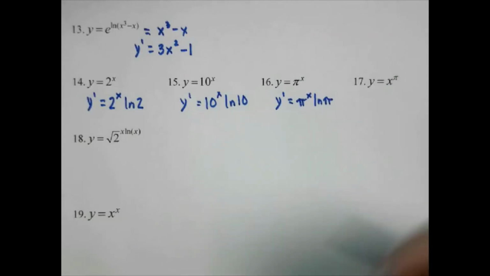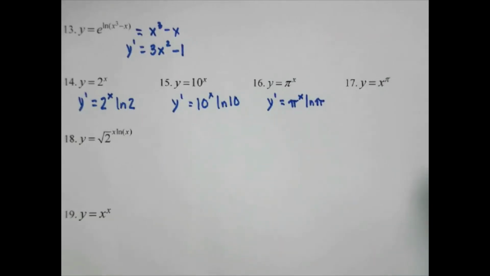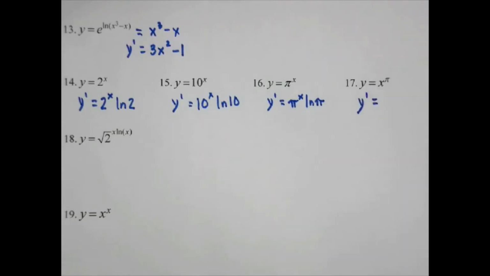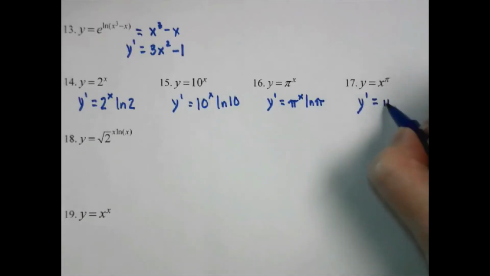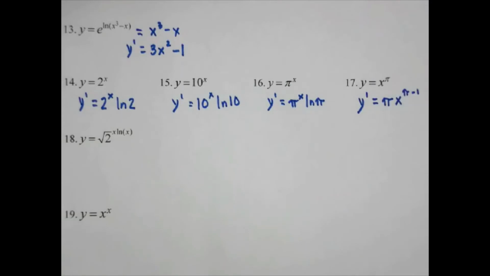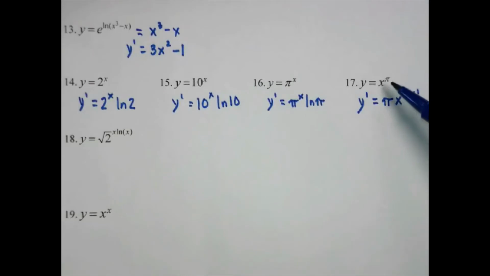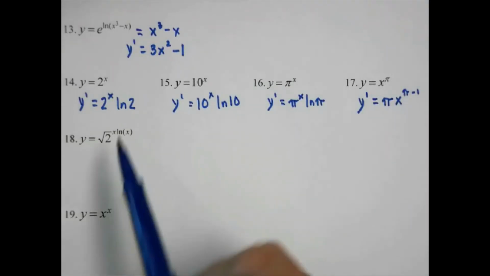x to the pi is not an exponential function. It is a polynomial function. So this one's derivative is going to follow the power rule. So we're going to multiply down the pi, x to the pi minus 1. So there is a difference between an exponential and a polynomial, which we will visit very soon.